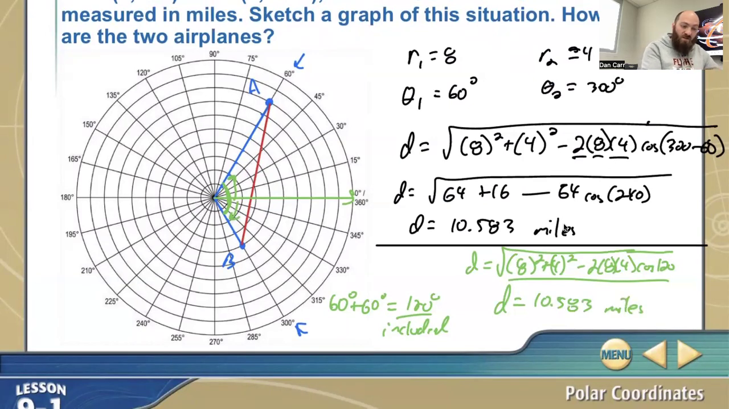Thanks to the periodic nature of sines and cosines, cosine of 240 ends up being the same thing as the cosine of 120. So that's why we get the same answer either way. Notice that everything else is the same. So that's actually it for today.